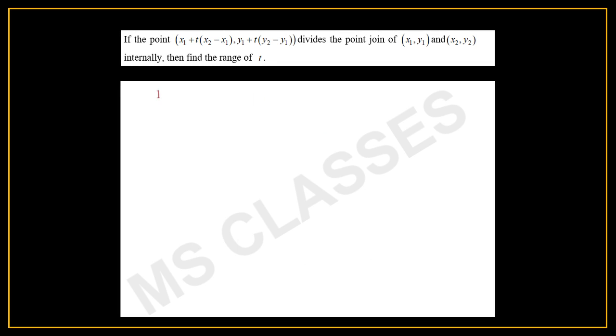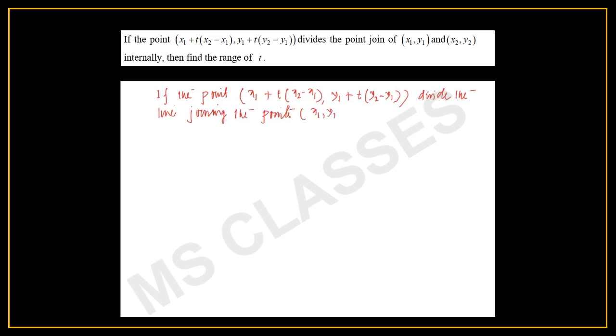If the point (x1 plus t into (x2 minus x1), y1 plus t into (y2 minus y1)) divides the line joining the points (x1, y1) and (x2, y2) internally, then find the range of t.